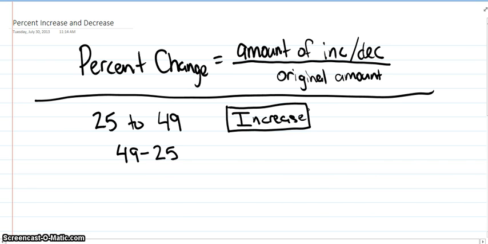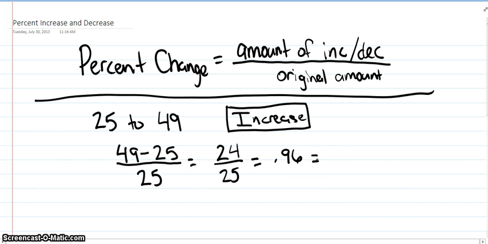And so now back to our formula, we always want a positive on top, so we're always just going to take the biggest minus the smallest. And then we'll divide it by the original. What was the original? 25, because we went from 25 to 49. Now, we'll subtract, and we're going to get 24 over 25, which will get us 0.96 when we divide it in our calculator. And now to show that in a percent, we're going to bring the decimal 2 places to the right, and we're going to get 96%.